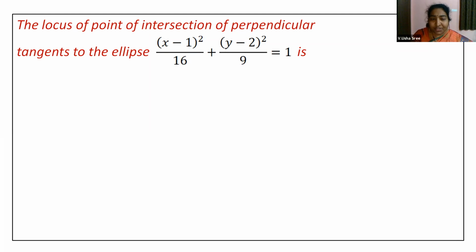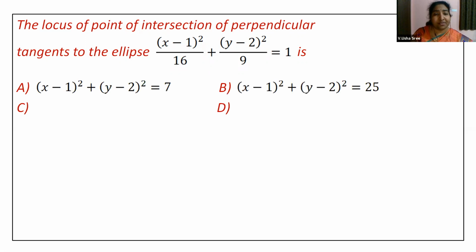Now just observe this, children. The ellipse equation you have has a center, some h comma k. What is the center here? It is 1 comma 2. Please keep that in mind. And of course, A and B: when you compare, A is greater than B, because here 16 is A square. So A is 4 and B is 3.